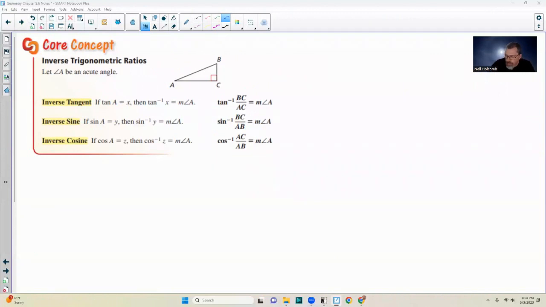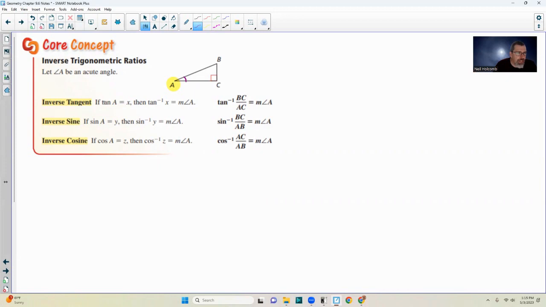Okay, so we're going to do a core concept here before we do the next example. And it's the inverse trigonometric ratio. Let angle A be an acute angle. So angle A is right here. Let me highlight that, angle A. All right, so that is my acute angle. That is what I call my reference angle.